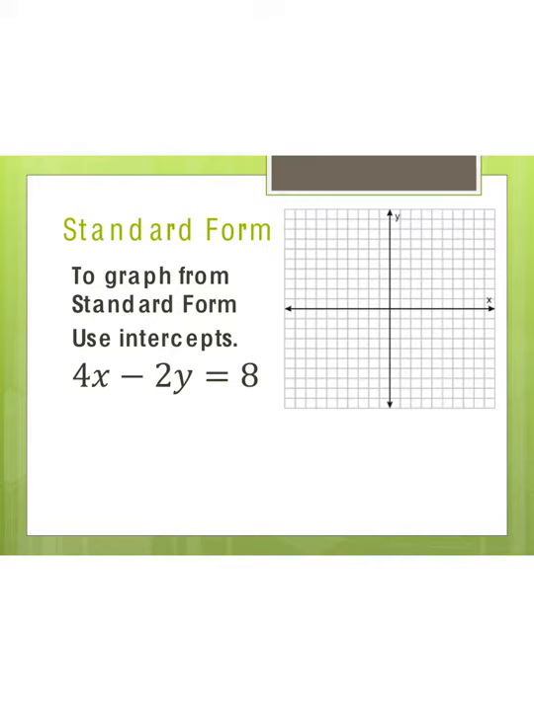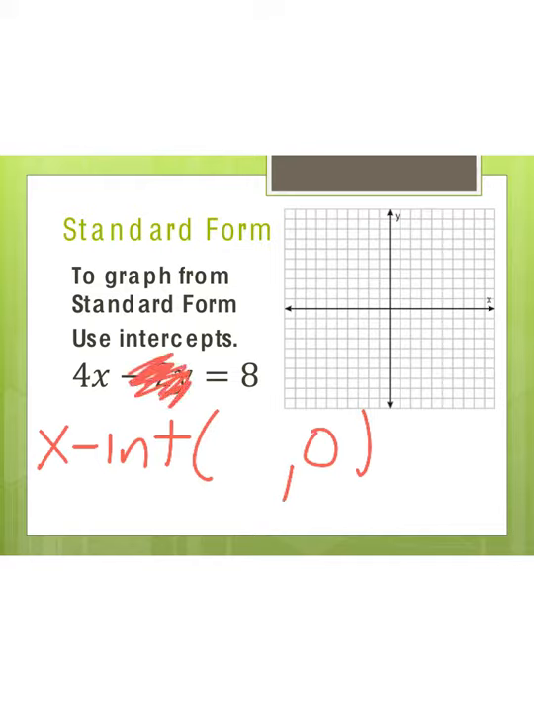So with standard form, you can either graph it using the intercepts, which I think is pretty easy. So once again, I'm going to find the x-intercept when y is 0. So when y is 0, all I have to do is solve for x: x equals 8. x divided by 4 is 2.